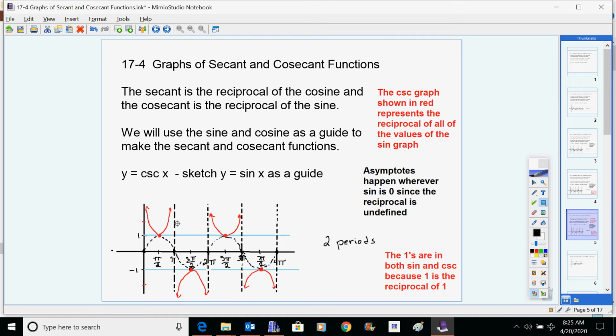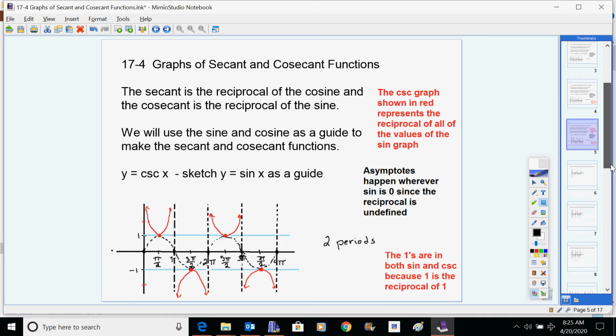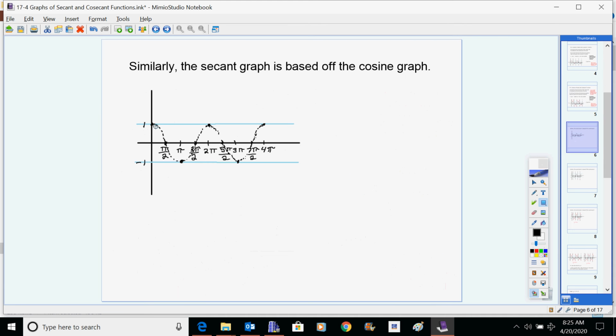So our cosecant graph is based off of the sine graph, the reciprocals of each other as we discussed before. So you should anticipate that our secant, since it's the reciprocal of the cosine function, would be based on the basic cosine function. Okay, here is what we had talked about as being our basic cosine function. I have it dashed because I'm only using it as a guideline to help draw the secant function.